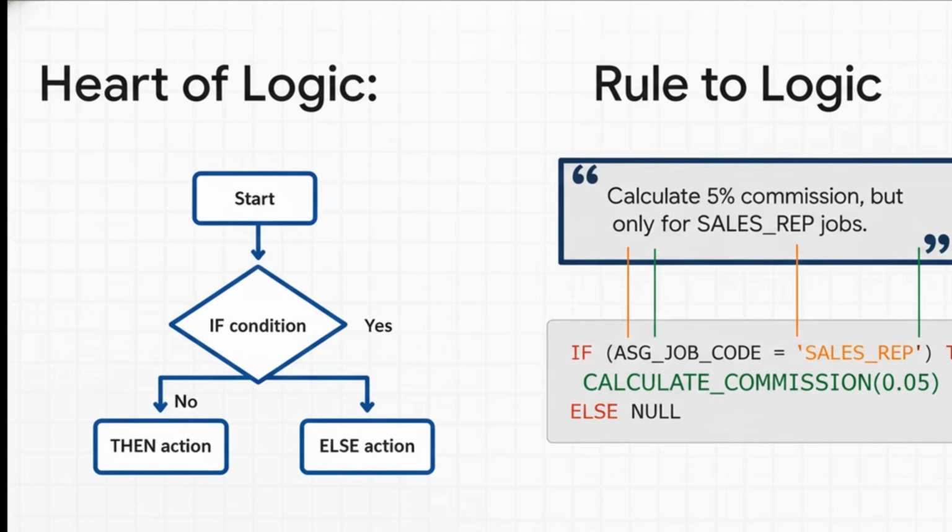At the heart of every single fast formula is the if, then else statement. This is how you translate a business rule into system logic. So for example, if the rule is calculate a 5% commission, but only for sales reps, you would use an if statement to check the job code. If it matches sales_rep, you do the calculation. Else, or otherwise, the commission is 0. It's that straightforward, and you will use this pattern constantly.